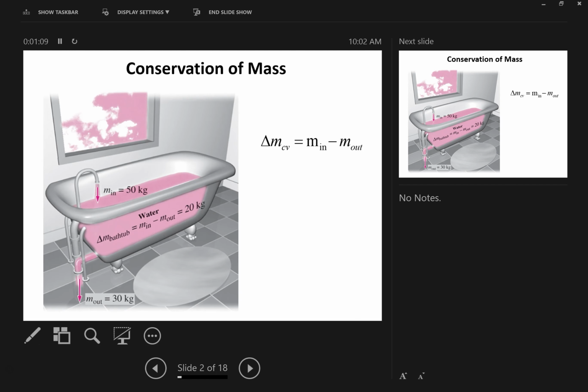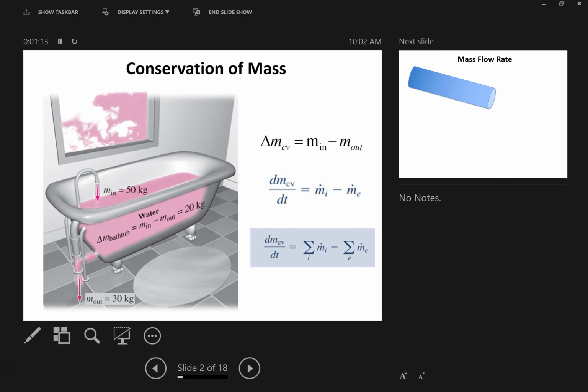All right, so let's just quickly review mass flow rate. Fluids students, you've already seen this, but for students that have taken it, this is a good review. So for mass flow rate, if we have a tub, we can look at the rate of water in the tub compared to what's coming in and going out.